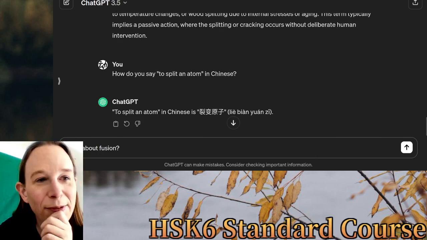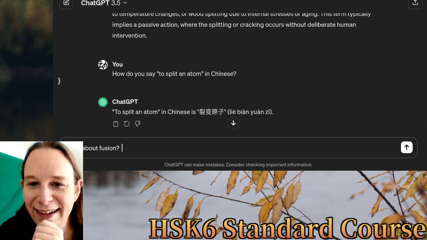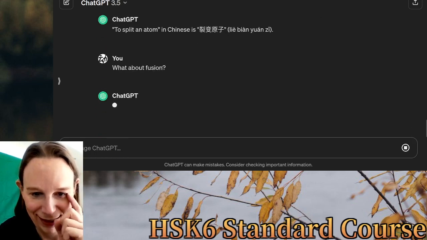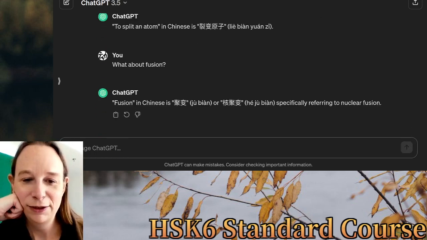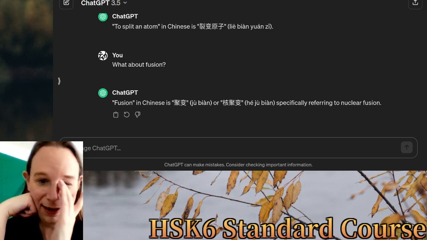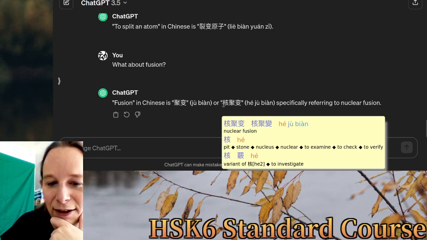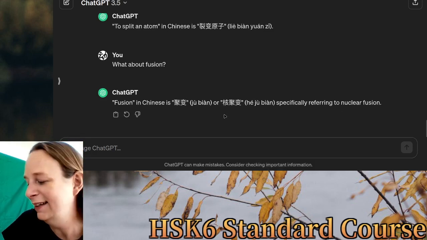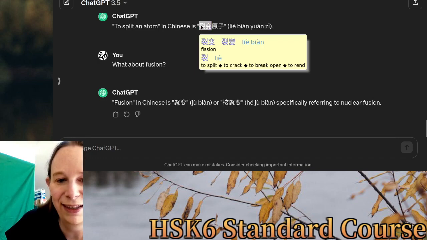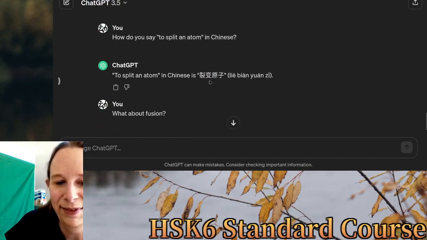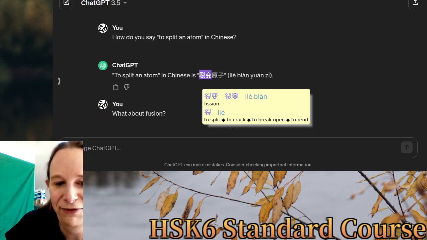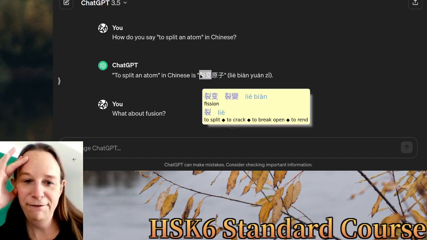What about fusion? Is it, okay, is it 并变? I'm guessing 并变 with that logic. That's my guess. 聚变. Okay, that makes sense. It's the same kind of structure. 聚. Yeah, 聚变. Okay, fusion. 核聚变, nuclear fusion. All right. So there's a special word for splitting the atom in this one. Fission.